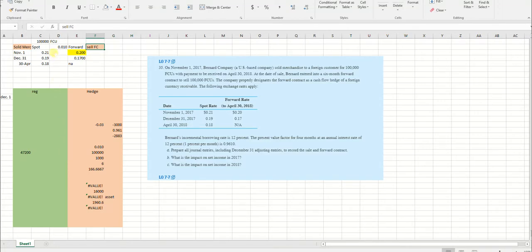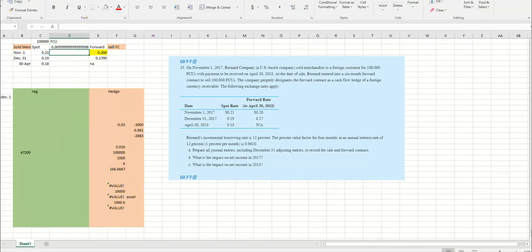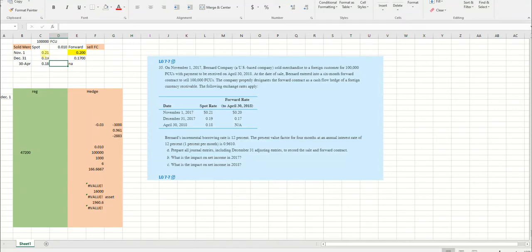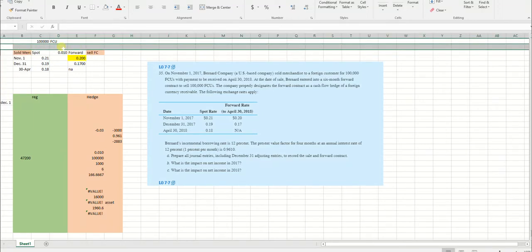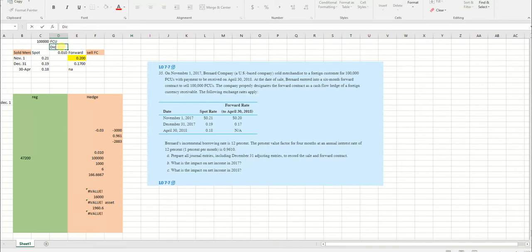So the first thing I want to do is figure out if I have a discount or premium. My 0.21 and 0.20, so that difference is 0.10 between those two. And notice that my discount or my forward rate is less than that, so this is called a discount. So probably if I would insert a row there, this is a discount.